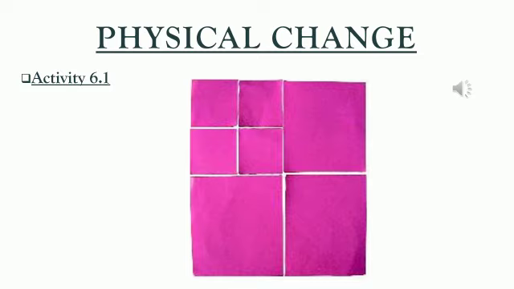But is there a change in the property of the paper? Yes, of course. There will be a change. Once you have cut it into pieces, you can't make those pieces of paper into the original form again, right? So this is one sort of change. Okay, next we will look into another activity.